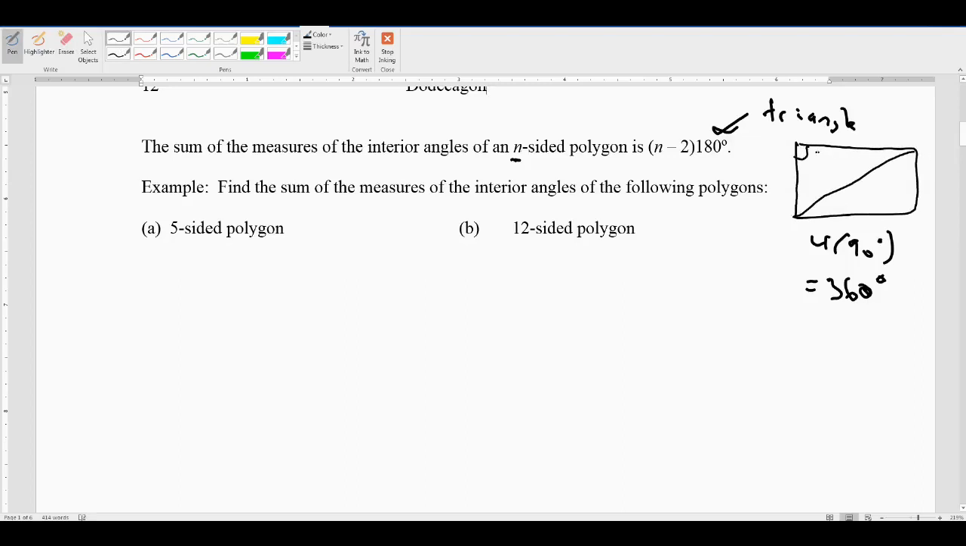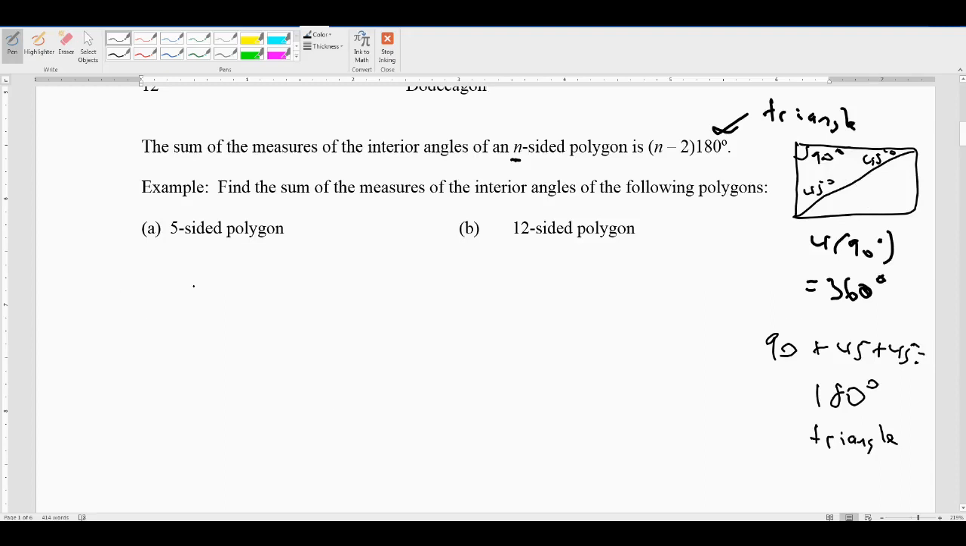That one is 90. That one I cut in half, which makes that 45. And that one's 45 also. So you take 90 plus 45 plus 45. What do you get? 45 and 45 is 90. 90 plus 90 is 180 degrees. So that's for a triangle. So a 4-sided figure has 2 triangles in it.